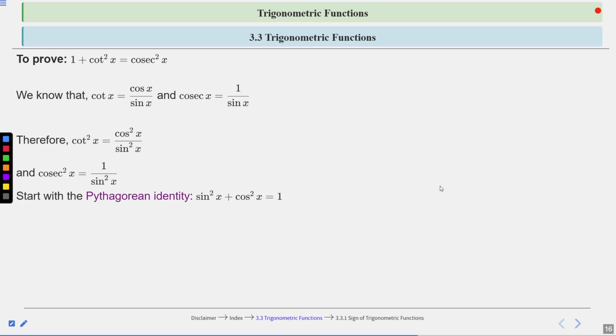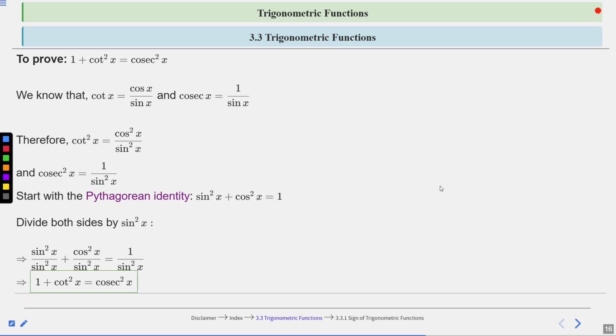Now start with the Pythagorean identity, which is sin square x plus cos square x is equal to 1. Now divide both sides by sin square x. Therefore, sin square x upon sin square x plus cos square x upon sin square x will be equal to 1 upon sin square x.